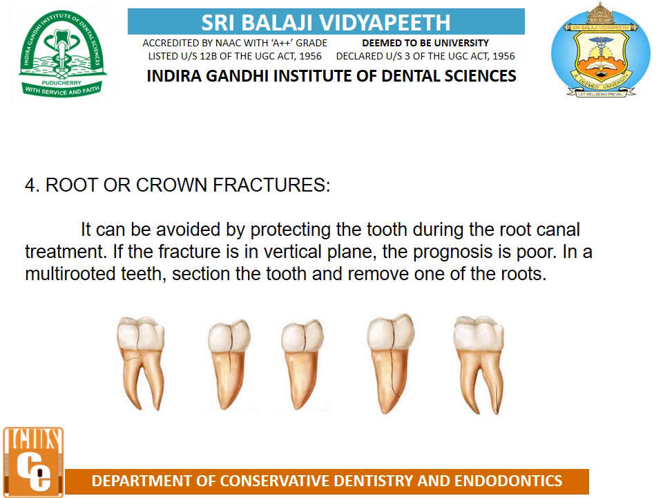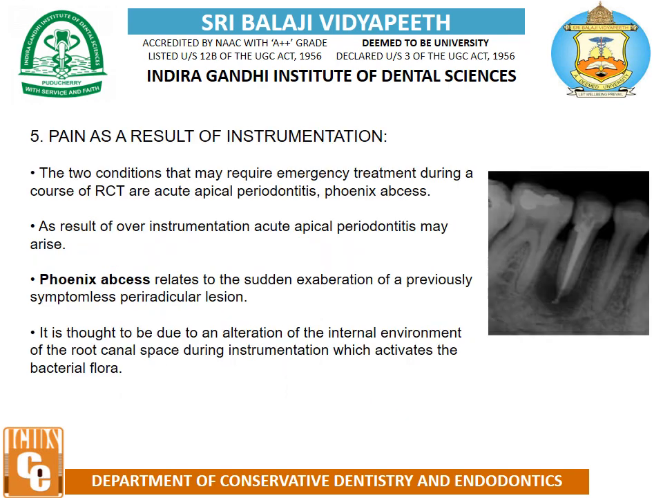Root or crown fractures. It can be avoided by protecting the tooth during the root canal treatment. If the fracture is in the vertical plane, the prognosis is poor. In multi-rooted teeth, section the tooth and remove one of the roots.